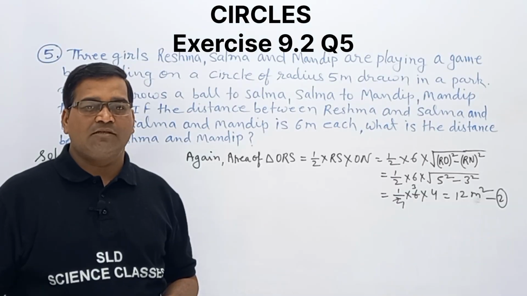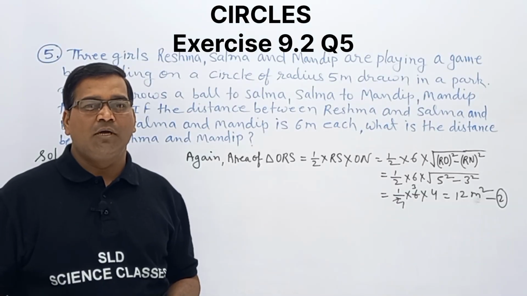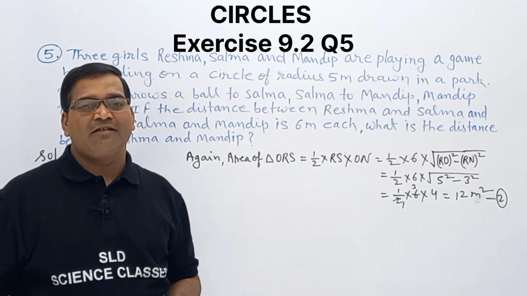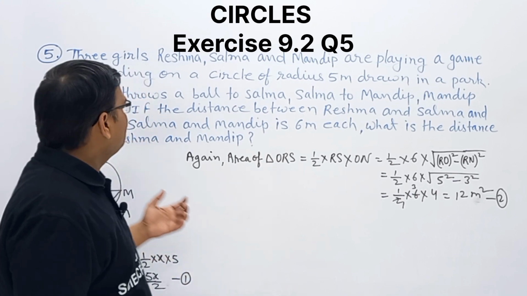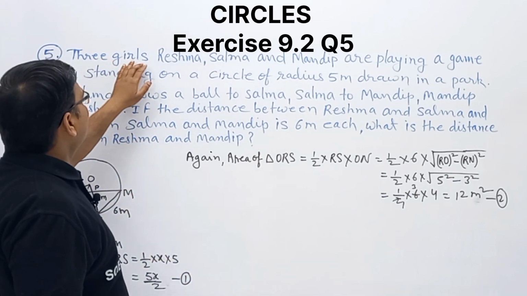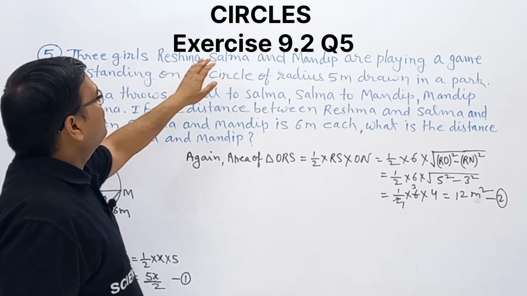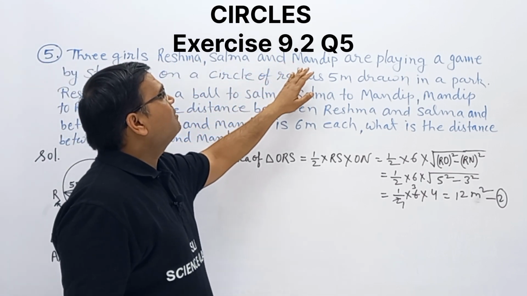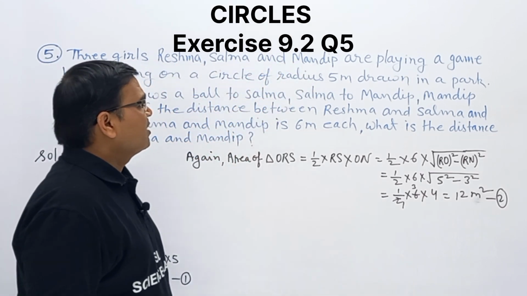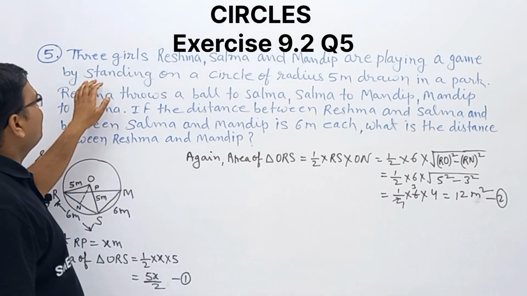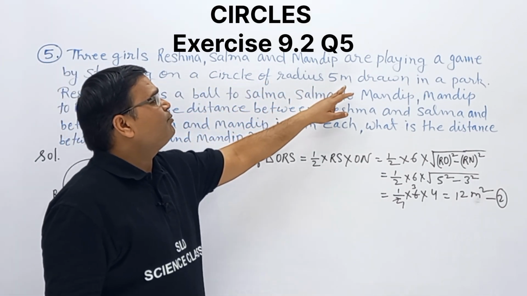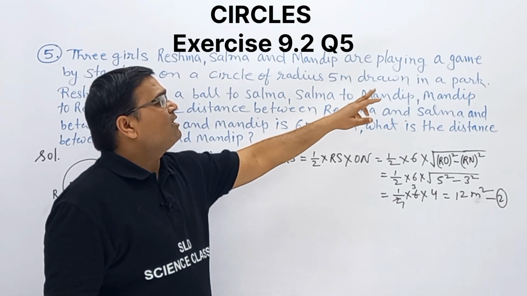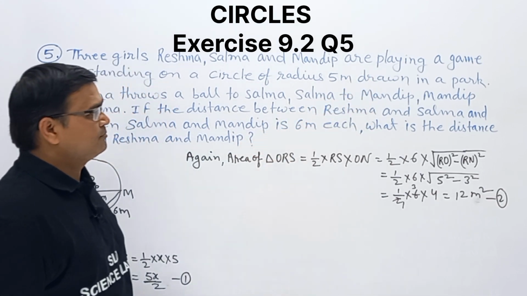In this class, we are going to discuss question number 5, exercise 9.2, circles. Observe this question. Three girls, Reshma, Salma and Mandeep, are playing a game by standing on a circle of radius 5 meter drawn in a park.